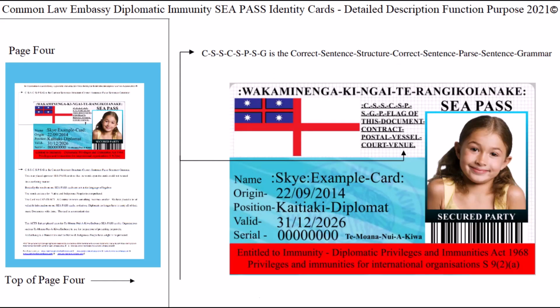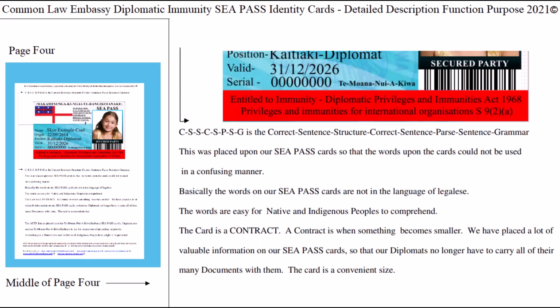CPSSG, SPSG is the correct sentence structure, correct sentence passe, sentence grammar. This is the tool used to disambiguate the words on the card so that they could not be used in a confusing manner. Basically, the words on the CPass are not in the language of legalese, they are plain English, and the CSPG implies that in the contract the card is a contract, and the contract is when something becomes smaller.